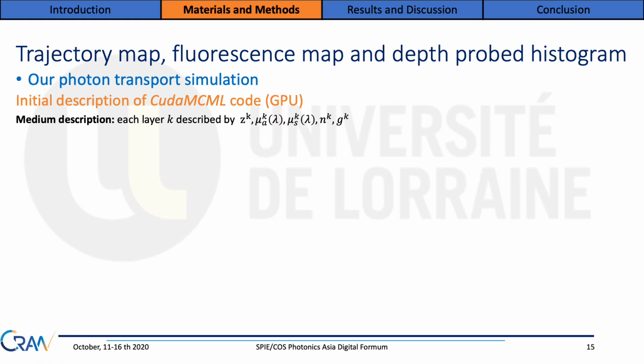Let me now present our simulation code. It's a GPU Monte Carlo code that we adapted to fit with our Spectralive clinical device. The medium where photons travel is constituted of layers which are described by their thickness, their absorption and scattering coefficient, their refractive index, and their anisotropy factor.